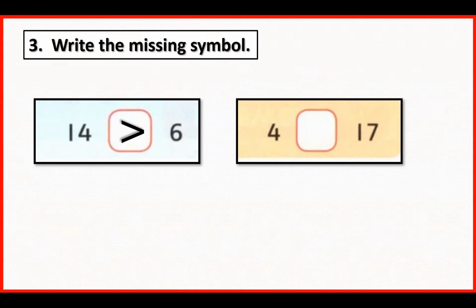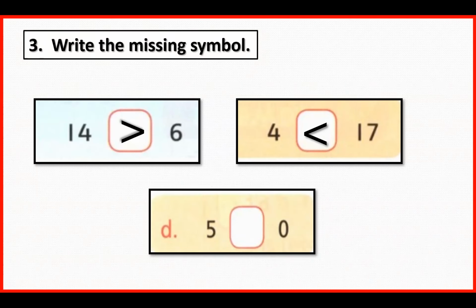Now, which number is greater, 4 or 17? Yes, 17. So we put this sign towards 17, or we can say that 4 is less than 17. Next number is 5 and 0. Which number is greater, 5 or 0? Yes, 5 is greater than 0. So we put this sign towards 5, or we can say that 5 is greater than 0.